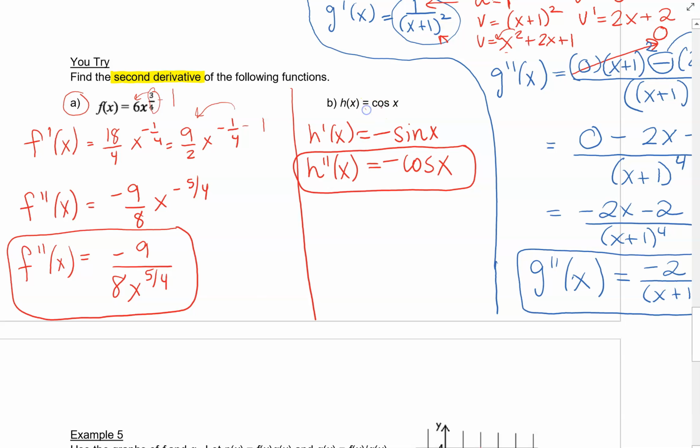For b, you can see these functions just alternate back and forth. So the derivative of cosine is negative sine. And then the second derivative of cosine would be the derivative of negative sine, which is negative cosine, because the derivative of sine is cosine, but then this is being multiplied by negative 1. So then it's negative 1 times cosine, which is negative cosine.